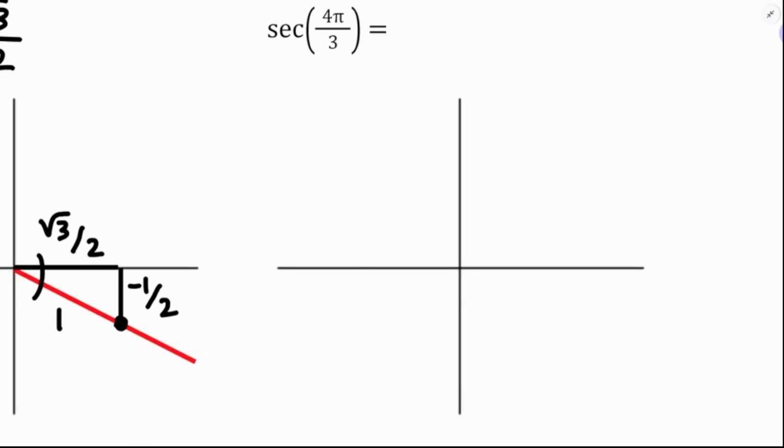Secant of 4 pi over 3. 4 pi over 3 is bigger than pi, but not all that close to 2 pi. It's closer to 1 pi. So it's pi plus pi over 3. So I'll go to pi, and then pi over 3, 60 degrees farther. Draw the terminal ray. Get a reference triangle.